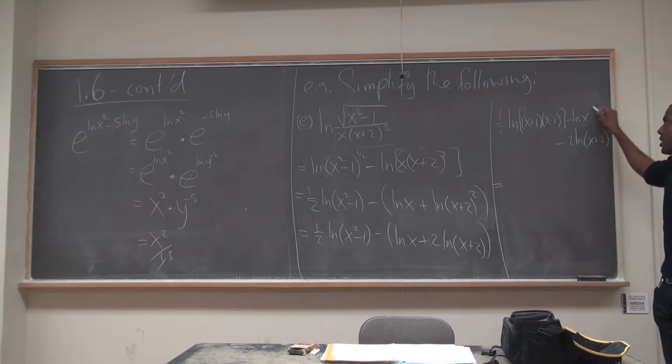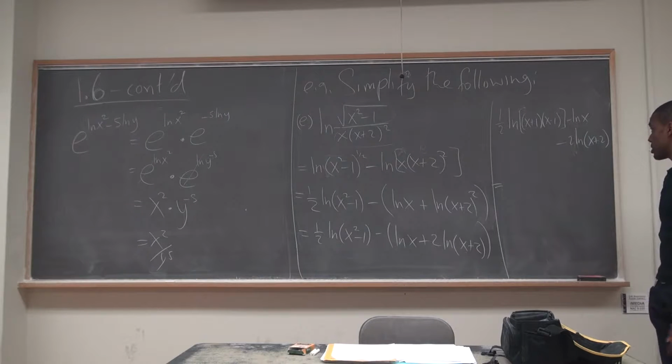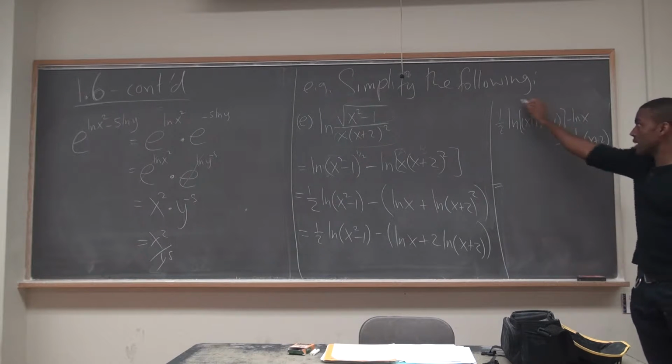So what about this guy? Can't really do anything with that, that's ln x. That's pretty much as simple as it's going to get. This guy, can't do anything with that either, because that's ln of something plus something, which we don't have a rule for. What about this guy? Can that simplify?